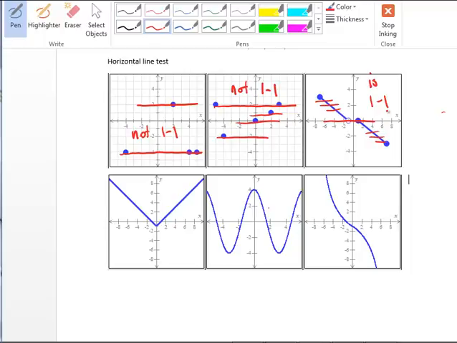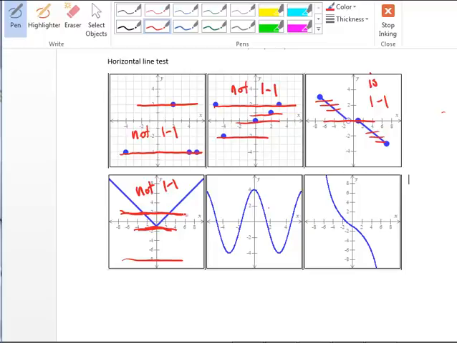Okay, moving down to the bottom, on the far left we have a standard absolute value type graph here. And notice that most lines you attempt to draw in here are going to hit more than once. The only ones that don't are the ones that are too low, that hit none, and then one very special horizontal line through here which would only hit once at the very tip. But even if there's just one place where it hits more than once, this is not one-to-one. So this graph is not one-to-one because this line right here hits more than once.